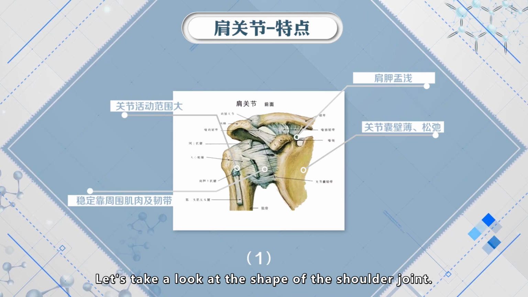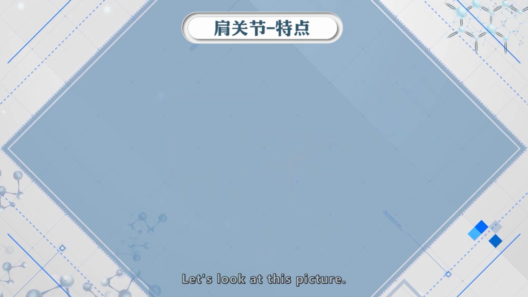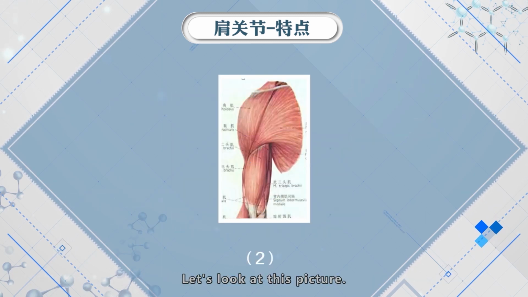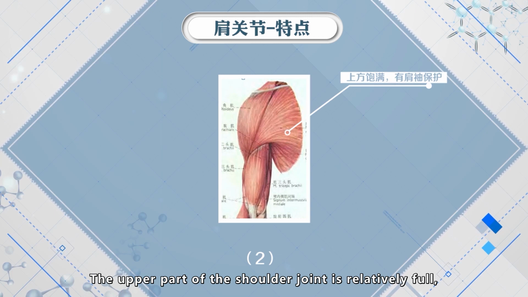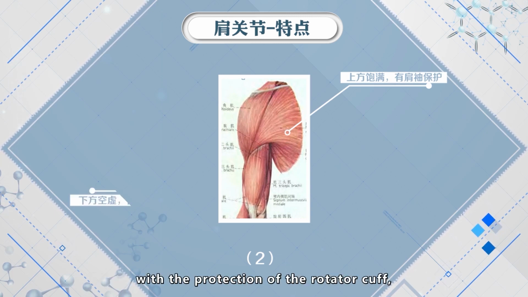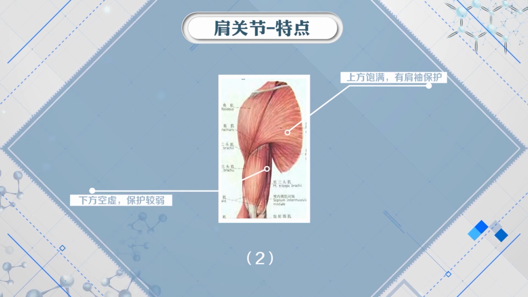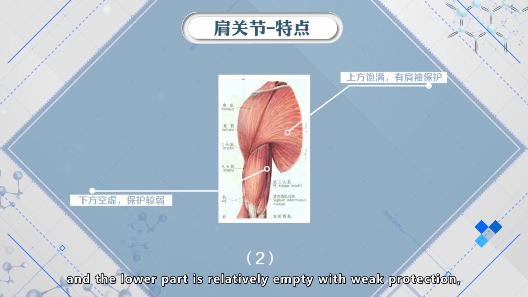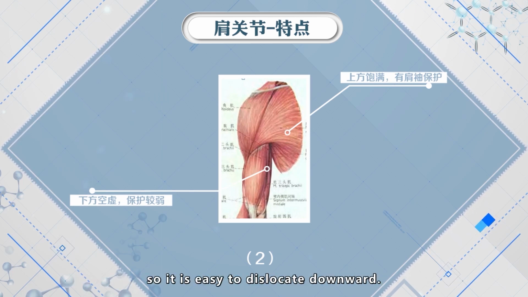Let's take a look at the shape of the shoulder joint. Let's look at this picture. The upper part of the shoulder joint is relatively full, with the protection of the rotator cuff, and the lower part is relatively empty with weak protection, so it is easy to dislocate downward.